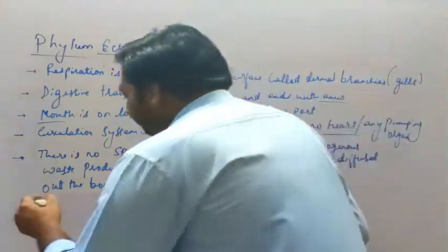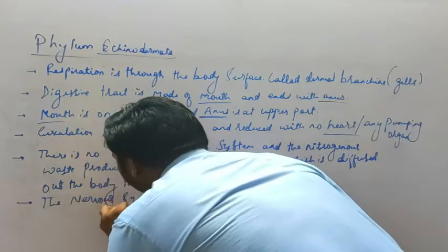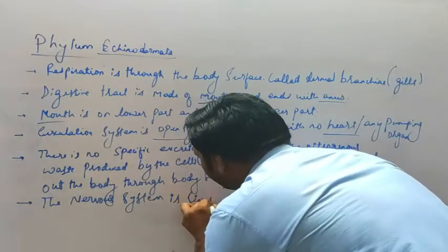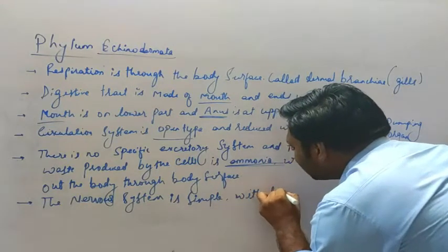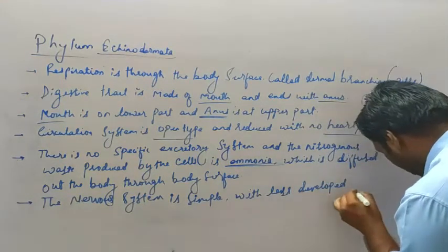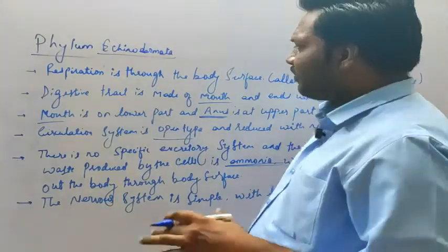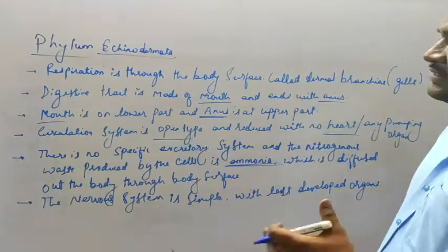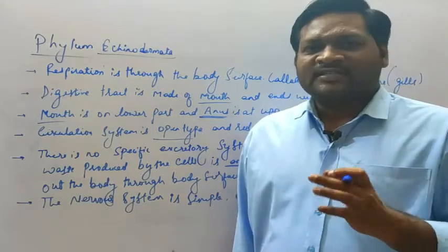The next, the nervous system is simple, with less developed organs. It consists of a nerve ring. We will discuss the structure at that time, and I will show you what the nerve ring actually is. In these organisms the head is not developed, so there is no development of a brain. They consist of a nerve ring, which acts as the nervous system in these animals.